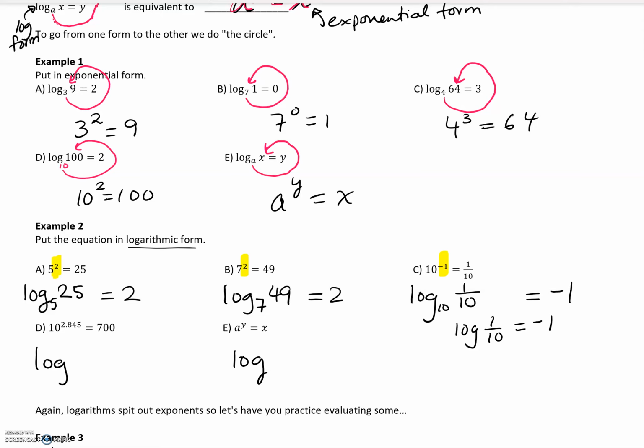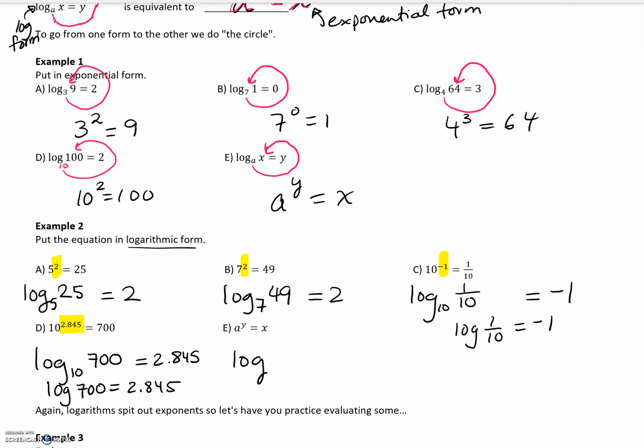Pause the video and try parts D and E on your own. Alright, so for part D, the base is clearly 10. The exponent that must have been spit out is this guy, so I'll go put that on the other side of the equal sign. And the argument must be 700, that's the only number I haven't used. And again, if you do the circle on that, you will get the original back. Part E, the base in that problem, oh, by the way, if you want to write this as log of 700 is 2.845, that's fine too, leaving the base out since it's a 10.